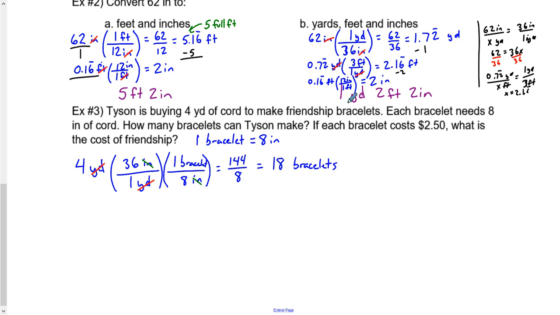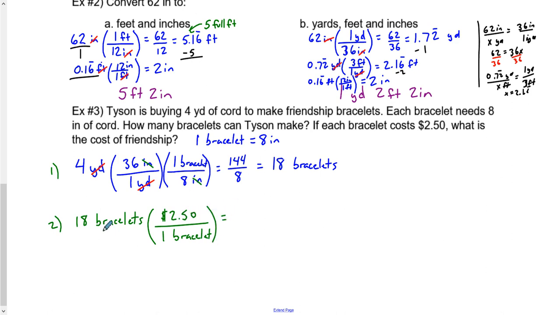Last bit of work is, it says that each bracelet costs $2.50. What's the cost of friendship? Well, this is the first part. The second part can actually be done by dimensional analysis as well. We have 18 bracelets, and it says that each bracelet, so 1 bracelet, costs $2.50.